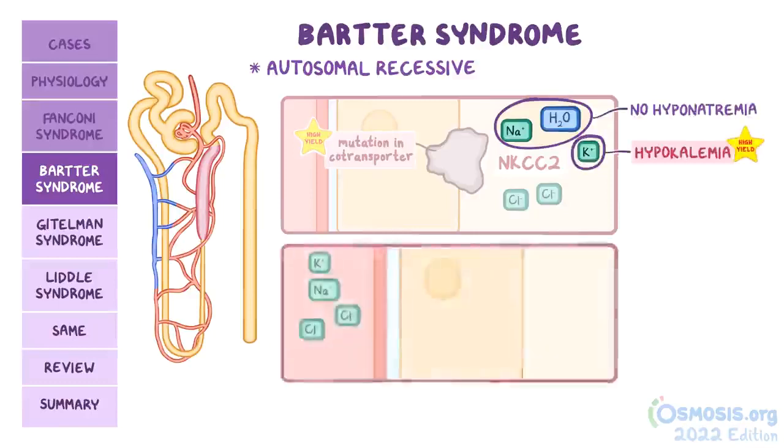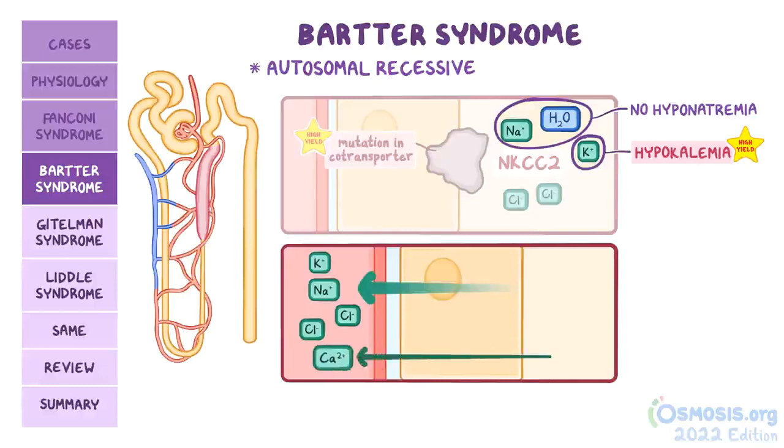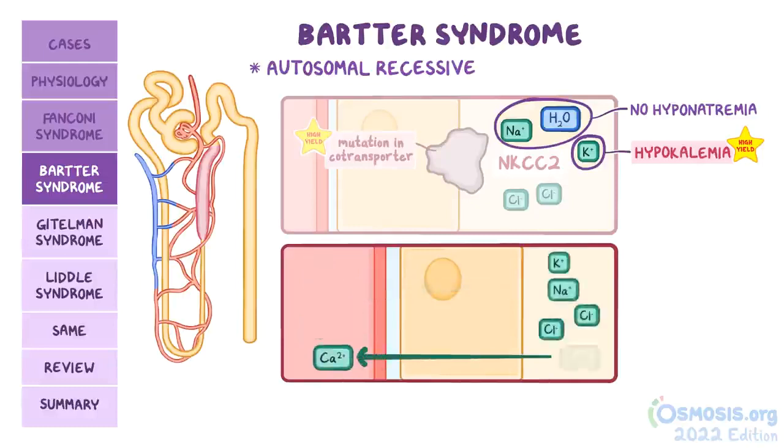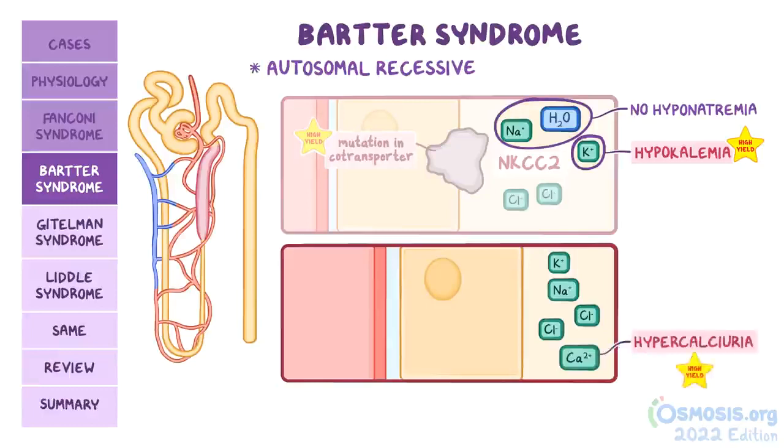Also, in the thick ascending loop of Henle, calcium is reabsorbed with the help of an electrochemical gradient that's created by the movement of sodium, chloride, and potassium. Another high-yield fact to remember is that when these ions are lost, calcium also cannot be reabsorbed, leading to hypercalciuria.